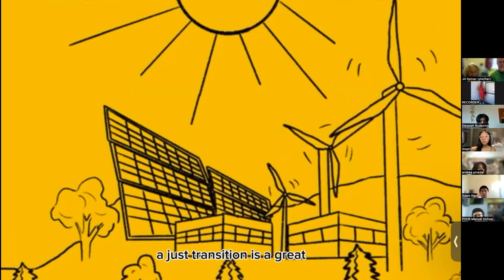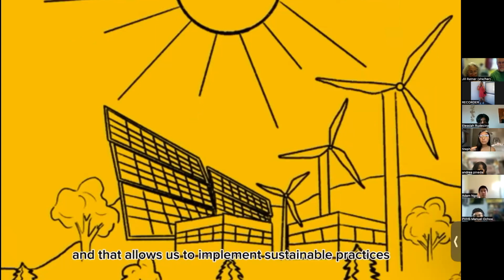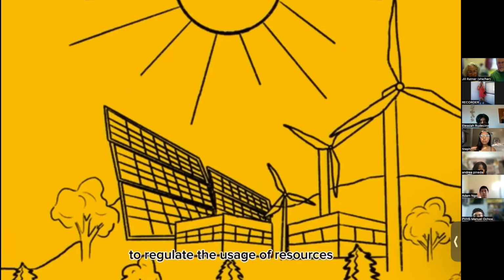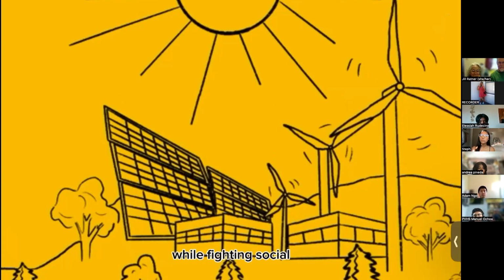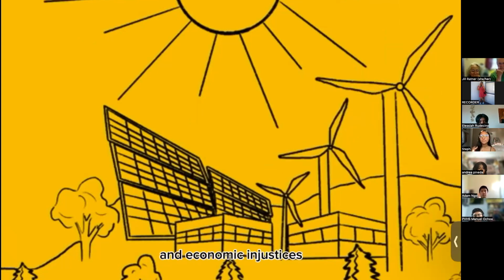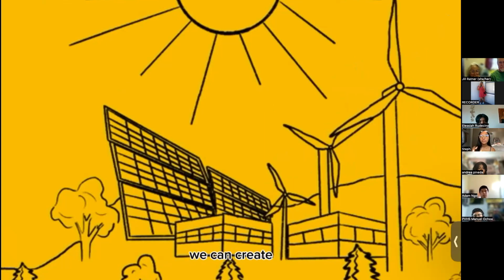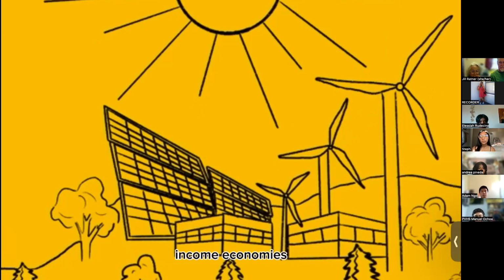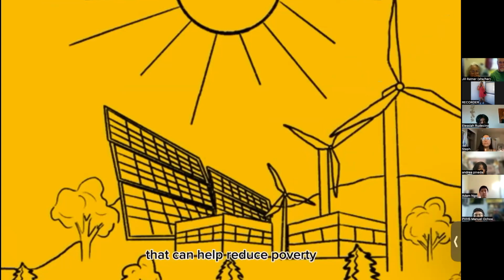A just transition is a great approach to address climate change, and that allows us to implement sustainable practices to regulate the usage of resources while fighting social, racial, gender, and economic injustices. With the just transition, we can create new opportunities within the low, middle, and high income economies by producing green jobs that can help reduce poverty.